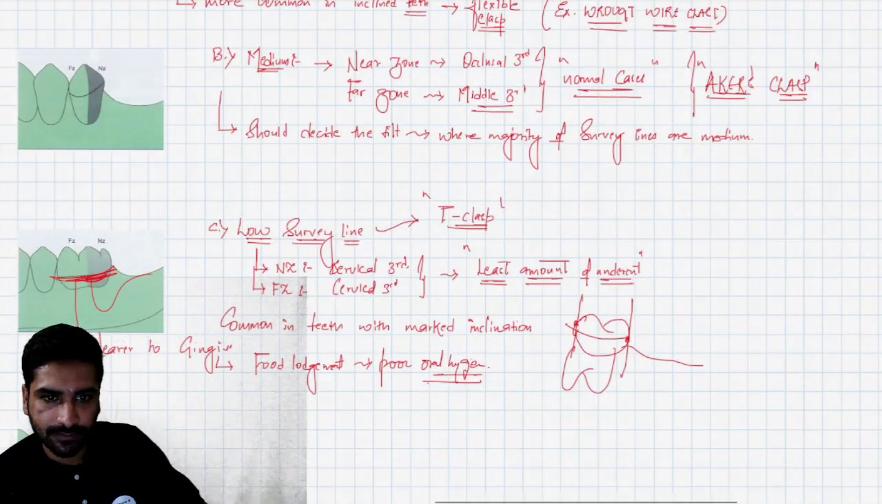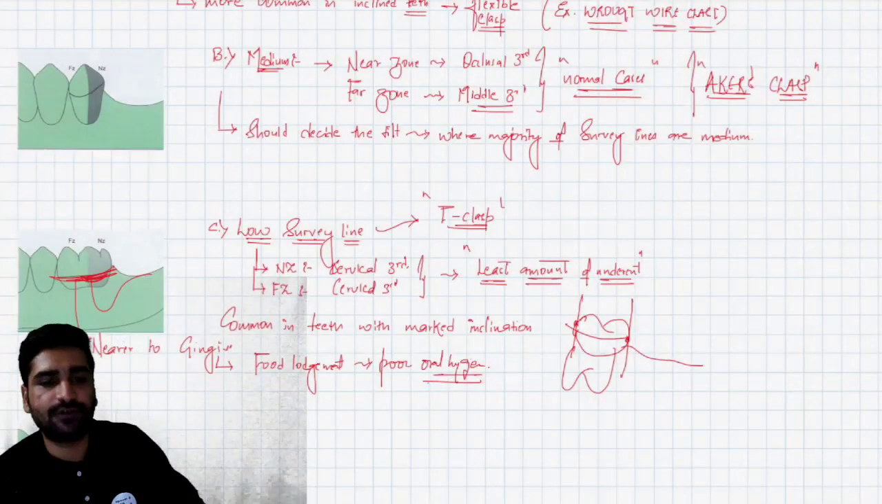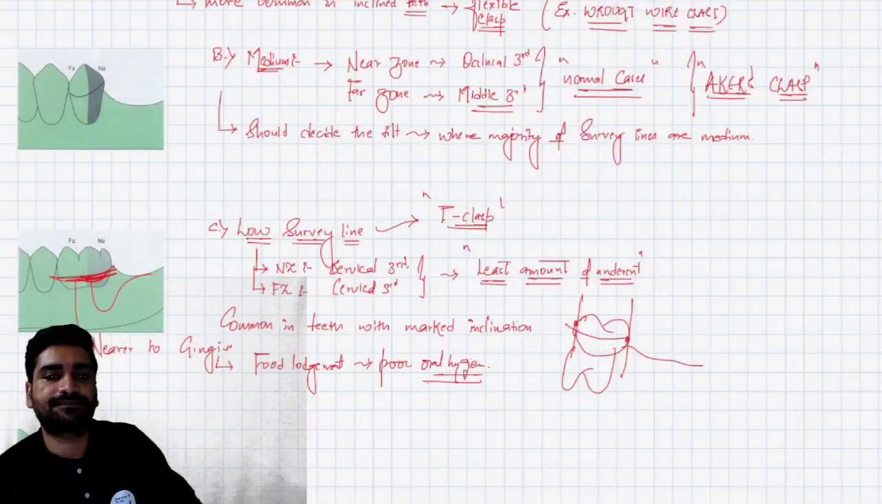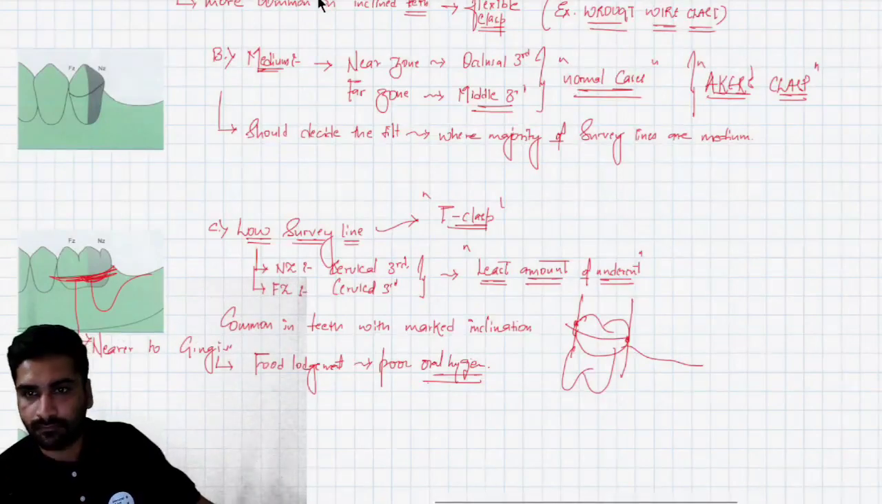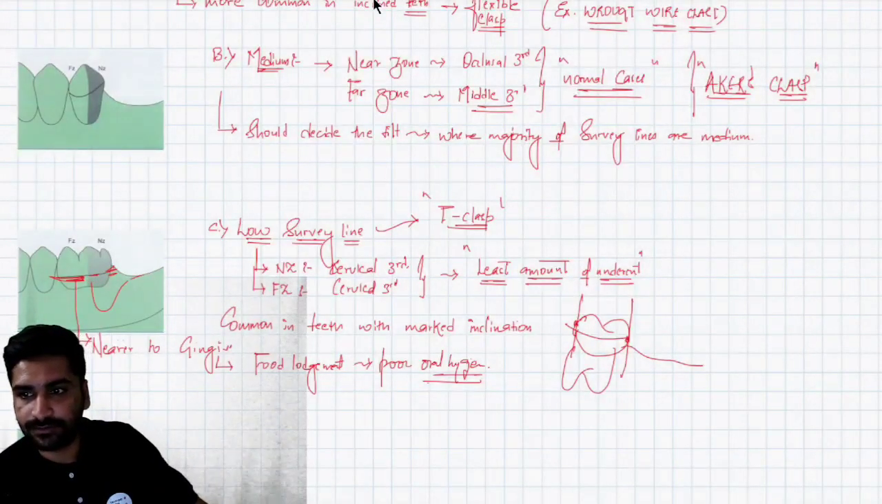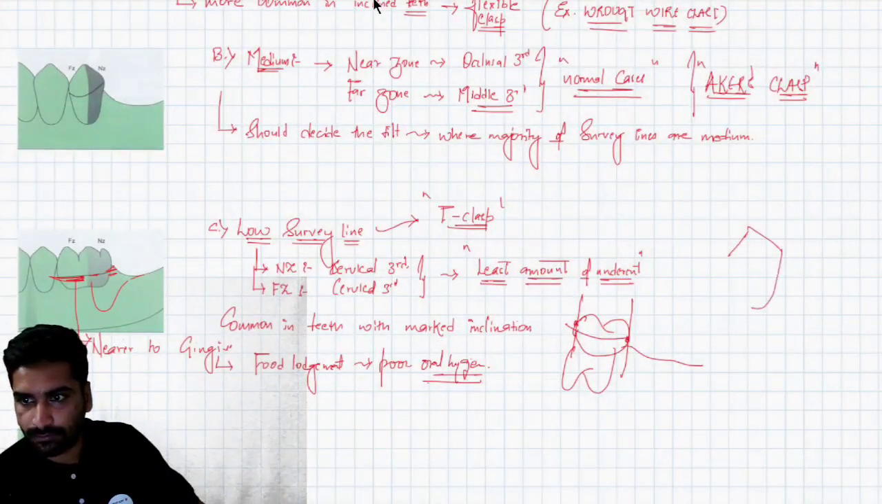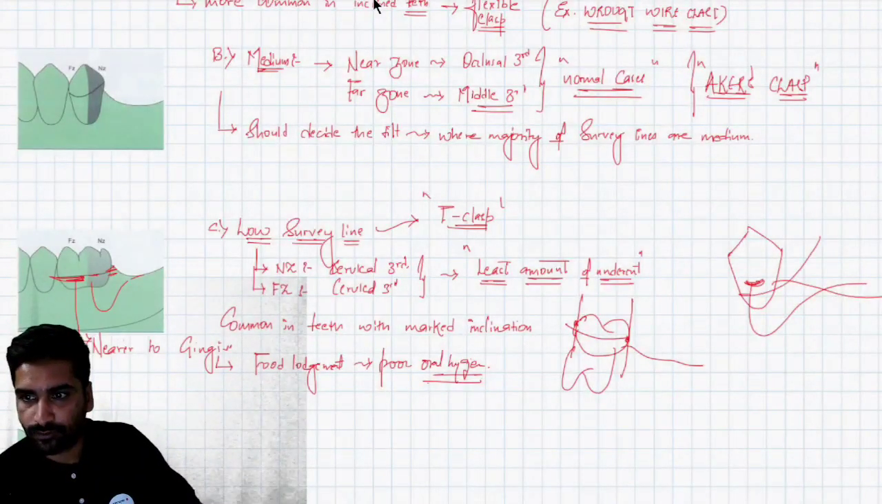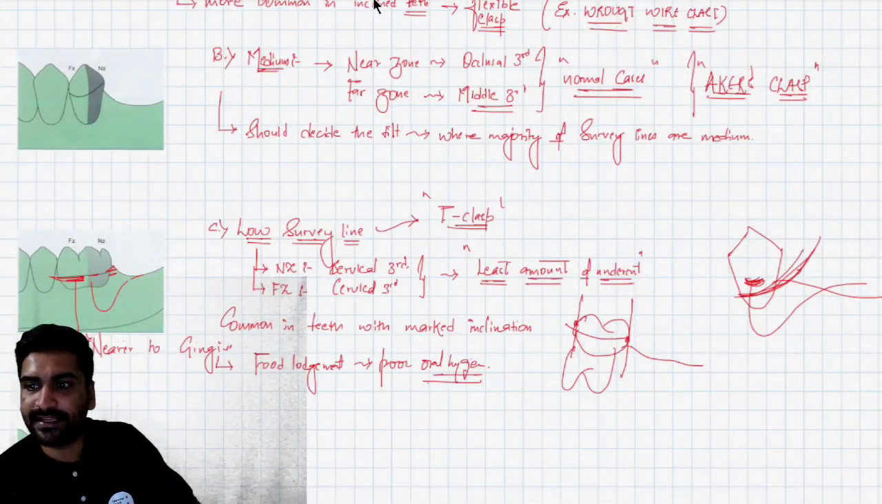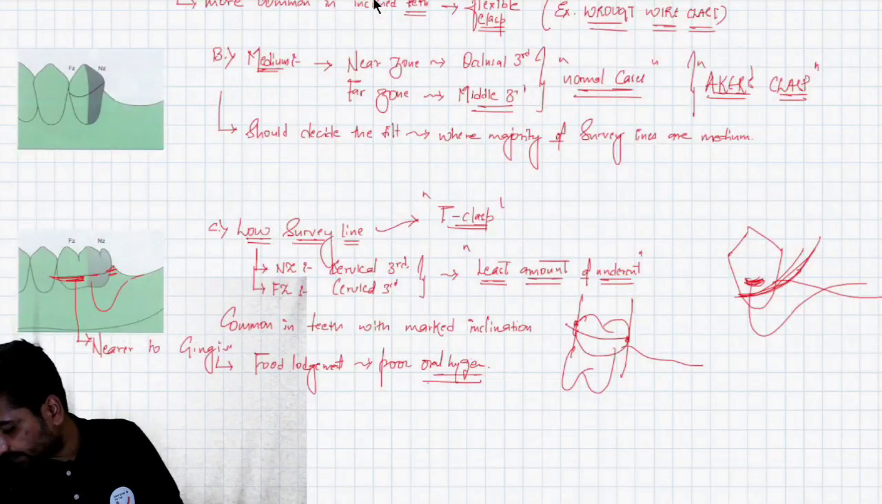See, T clasp is different. I'll just show you a diagram so that you can relate what I'm trying to say. So if we talk about T clasp, it comes like this, goes and like this. Okay, whereas your normal clasp comes from here, right? So that is the difference between a T clasp and a normal C clasp, right?